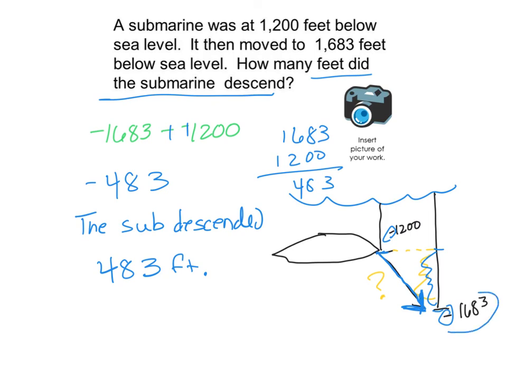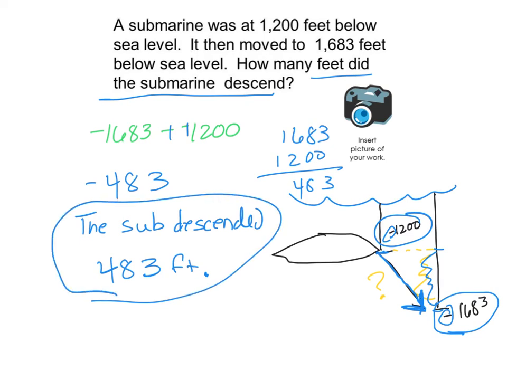So I chose this number first because that's where he ended up. And I subtracted this number. And then because it was subtraction, I added the opposite. I ended up with negative 483. And then I thought to myself, it's distance. How far did he go down? So I took its absolute value. So the sub descended 483 feet. So that's how I got it. Hopefully you got it. If not, hopefully you followed along how I got it.